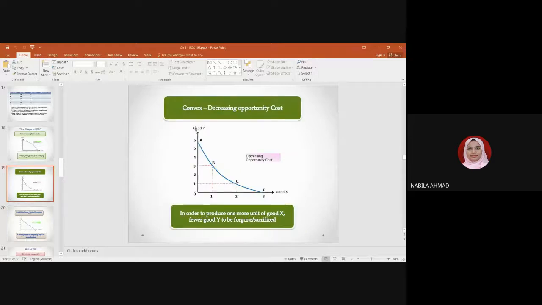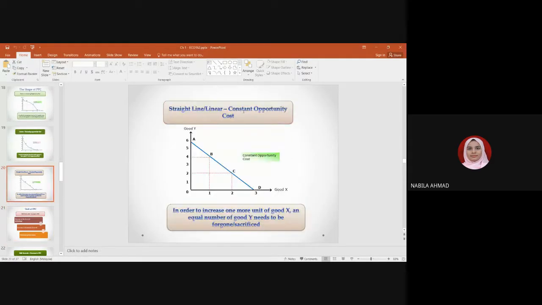Right. So for convex PPC, because of decreasing opportunity cost, right? So to produce, maksudnya apa? To produce more X, we have to produce less Y. Okay, contohnya kita produce daripada 0 kepada 1X, kita akan kurangkan berapa Y? 6 minus 3, 3Y. So lagi 1X kita produce, kita kurangkan 3 minus 1, 2Y and produce another X, 1 minus 0, 1. So 3, 2, 1. Right, so the opportunity cost is decreasing, so the PPC akan jadi convex.